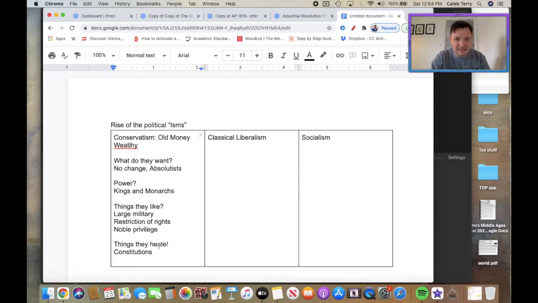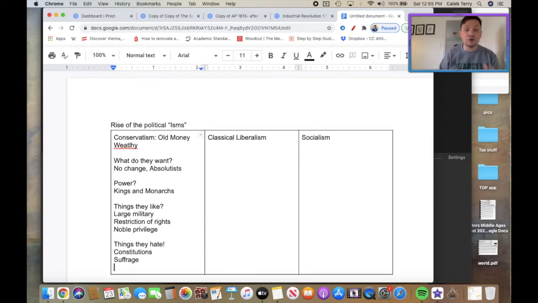Also, I put things that they hate. All right, so things they hate are constitutions. Things they also hate is suffrage. All right, so they hate the idea of anybody voting, or doing these little things or approving anything at all. Right, so they don't like that. All right, and then the last thing that they especially hate more than anything else is a legislative body. All right, so they can't stand the concept of legislatives, legislatures, or anyone limiting the power of their kings, right?